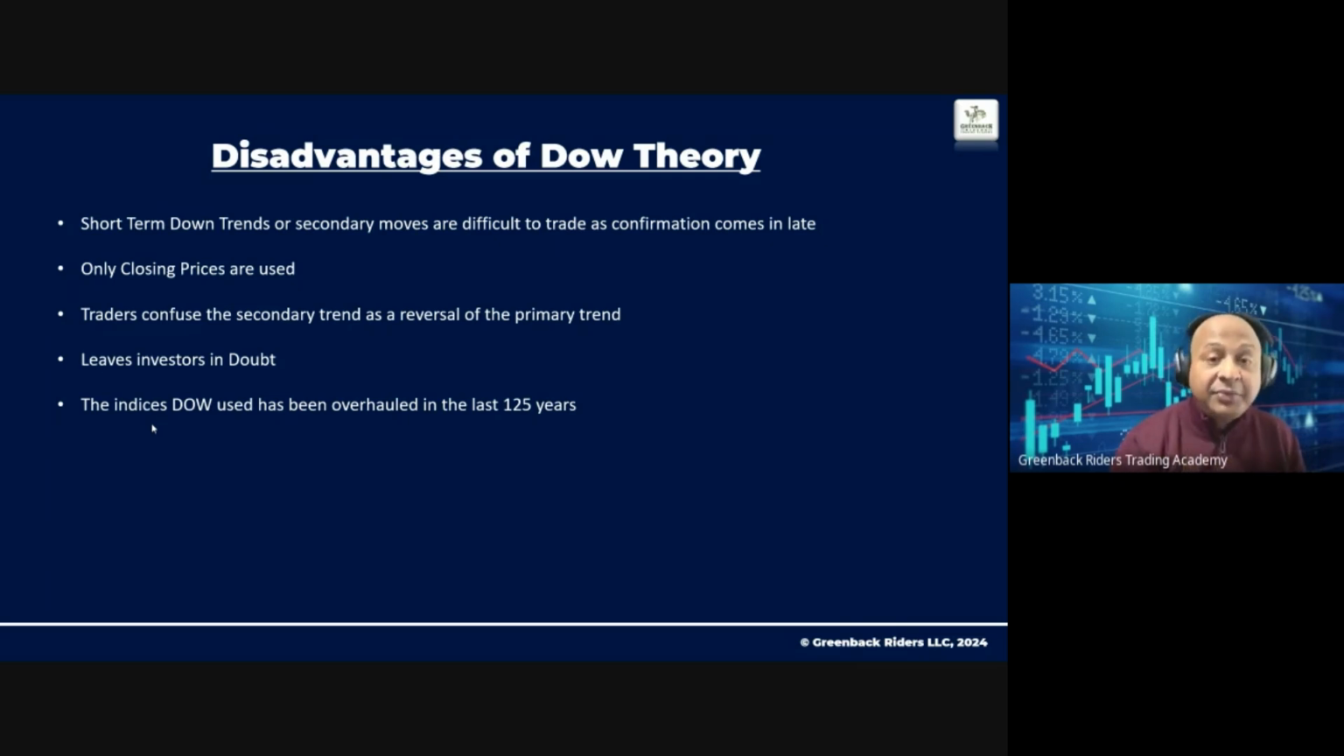And there are still people who vouch by the Dow theory, and they do not want to get into the secondary trend, and they believe in the primary trend's continuation, as long as they do not see that there is a 20 or 30% drop from the previous high that has happened or from the previous low that has happened. Make sense?